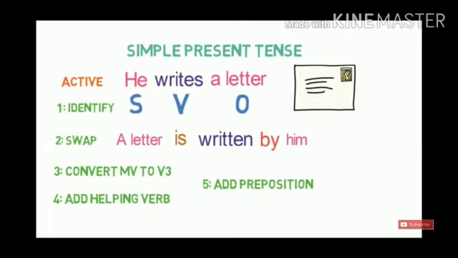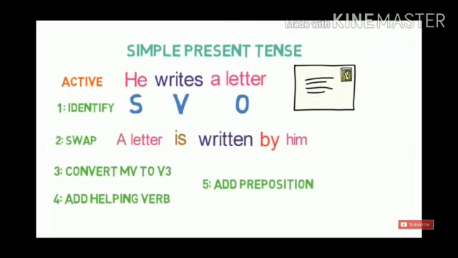Here, who is doing the action? It is he. So he is the subject. And what is the action performed here? Writes. And it is a verb. Then what the action is performed on is the letter. So that is the object. Now we have identified the subject, object and verb.